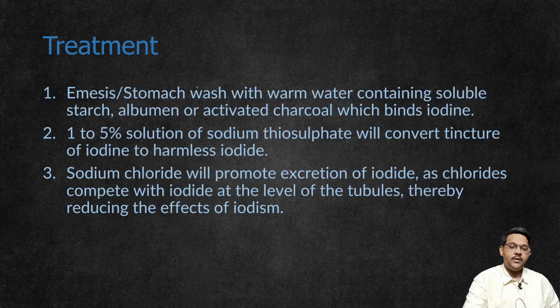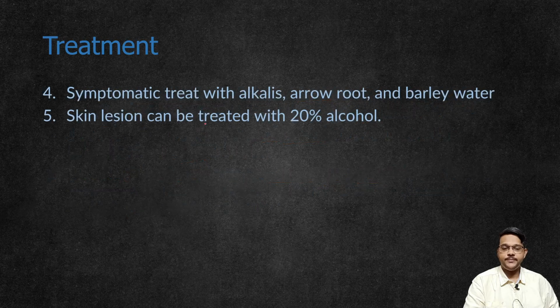Treatment: first is general management to remove the poison. Stomach wash is done, or emetics can be given. Stomach wash is usually done with warm water containing soluble starch or albumin, which combines with iodine to remove it. A 1 to 5% solution of sodium thiosulfate is also used to convert iodine to harmless iodide. Sodium chloride promotes the excretion of iodide, as chlorides compete with iodide at the level of the tubules, so it can be easily excreted and reduces the effect of iodism, which is chronic poisoning of iodine.